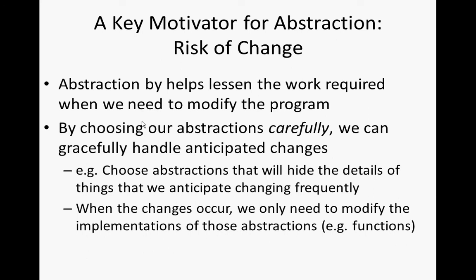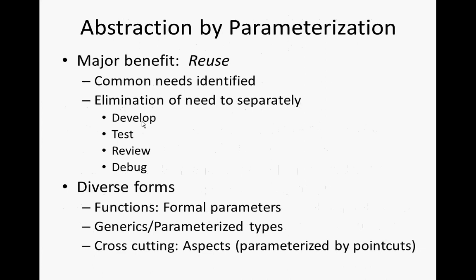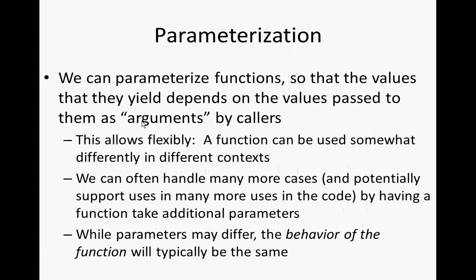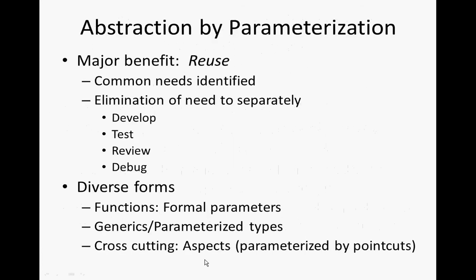So we choose abstractions that hide the details of things we anticipate will change frequently. And that prevents those changes from propagating to many different places within the code base. We talked about reuse, and it turns out there are many types of abstractions. Many of you will see later in your education or career functions, but also classes, and also cross-cutting functionality can be captured with what are called aspects. And later you'll see what are called parameterized types and generics in other classes or in professional practice in languages such as Java or C++, called templates there.